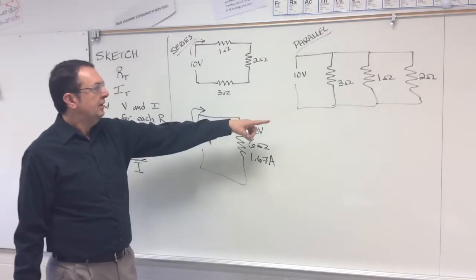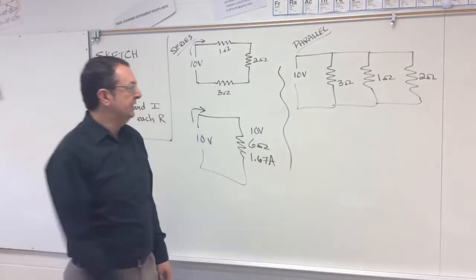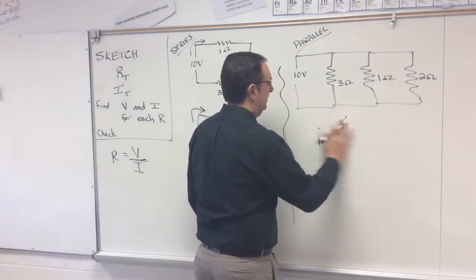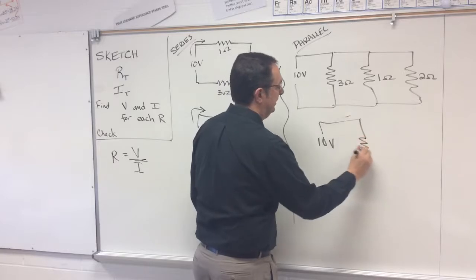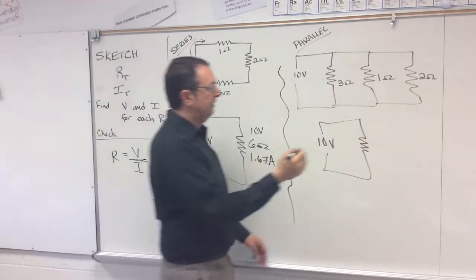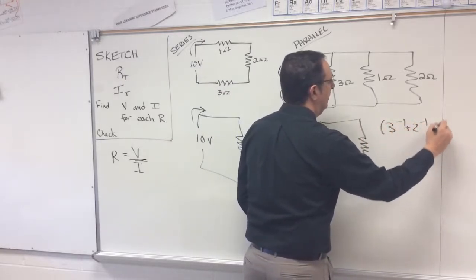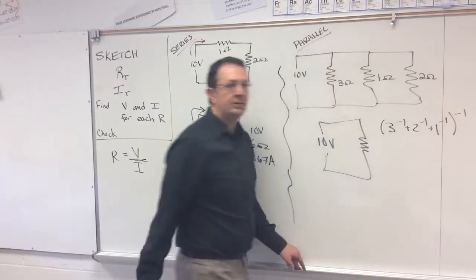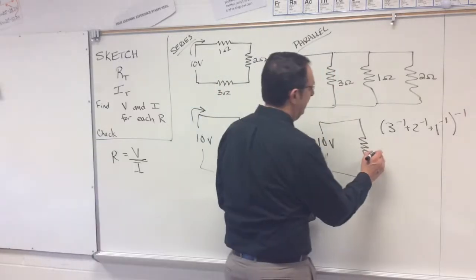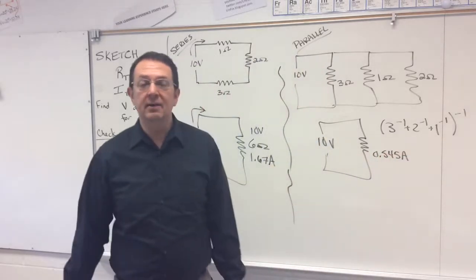And then over here, let's just do a side-by-side comparison. The overall resistance for the parallel, so 10 volts, single resistor, is, we have to use the 3 to the negative 1 plus 2 to the negative 1 plus 1 to the negative 1, all to the negative 1. Use that in the calculator. Quickest way to do it. 0.545 amperes.